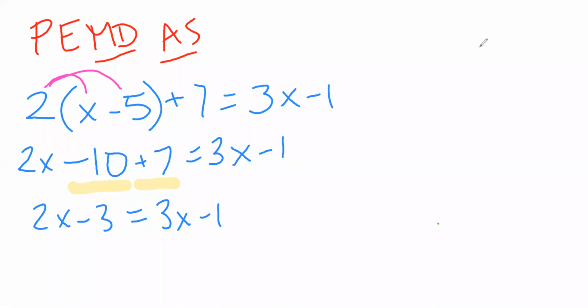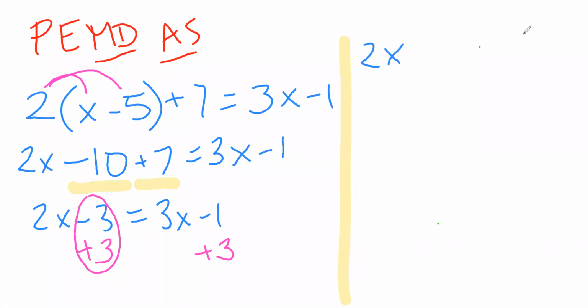Inverse operations means in order to get the 3 over with that negative 1, we have to use the opposite. So this was minus 3. Adding a plus 3 now creates 0 there, which is the idea. Let me go ahead and draw a little dividing line right there. So then we'd have 2x is the only thing left, because see, that's 0, is equal to 3x plus 2, because negative 1 plus 3 is positive 2.